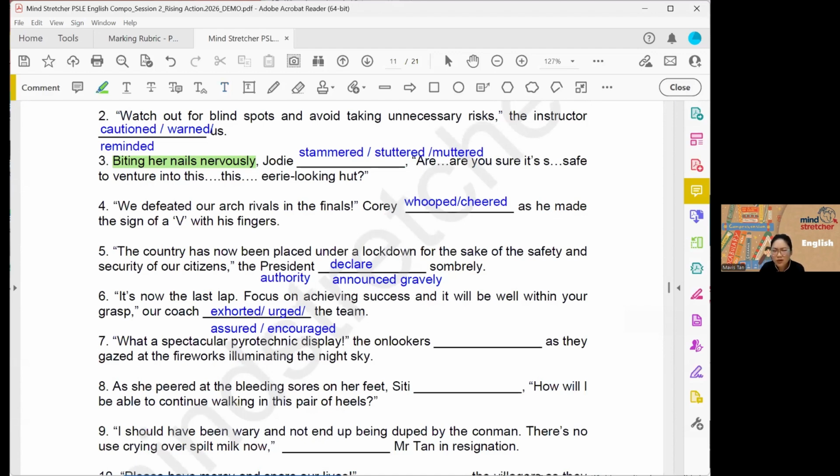Sometimes when you're not so sure what your characters should be doing, talk about what they're doing with their eyes. Where are they looking? Okay? What are they looking at?